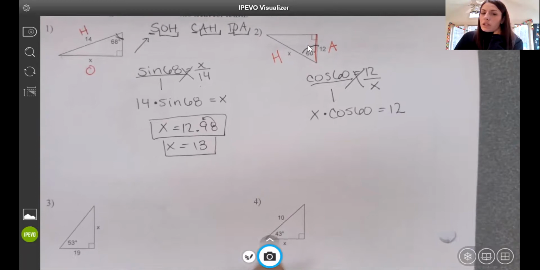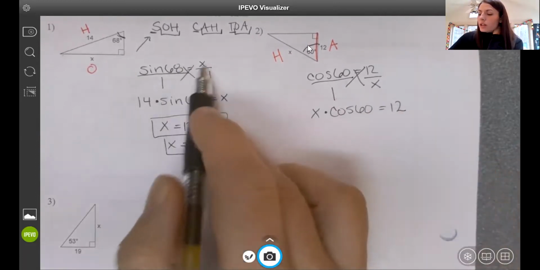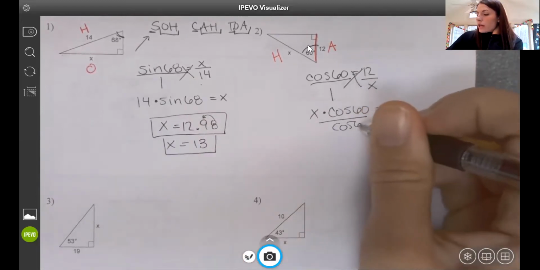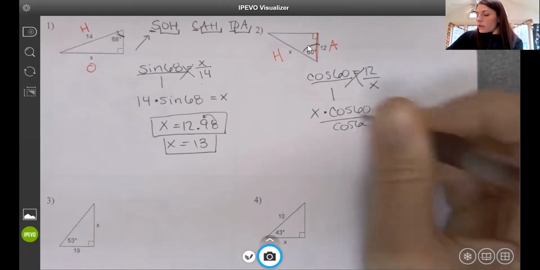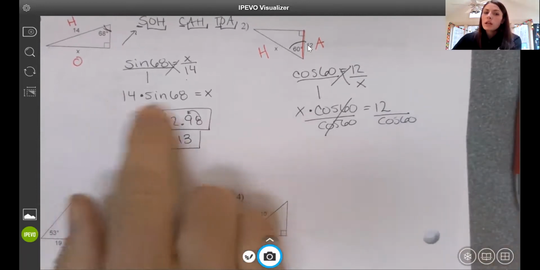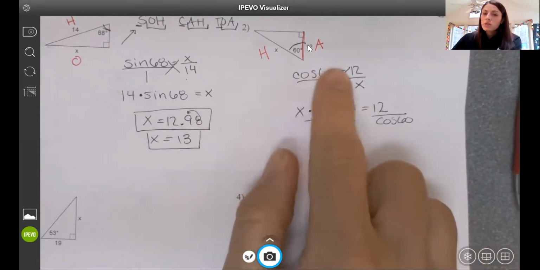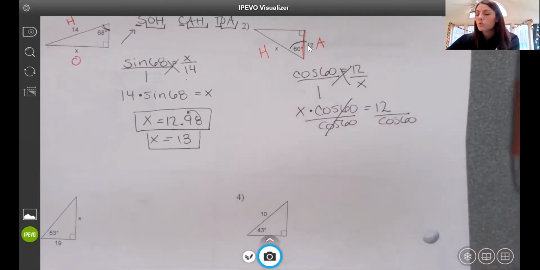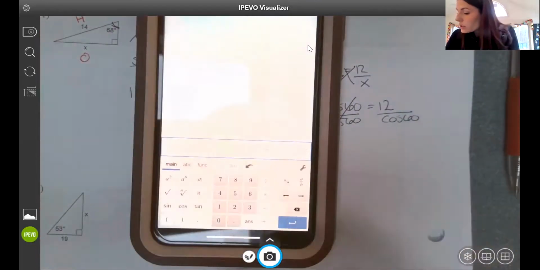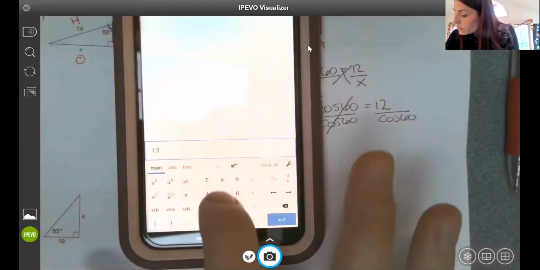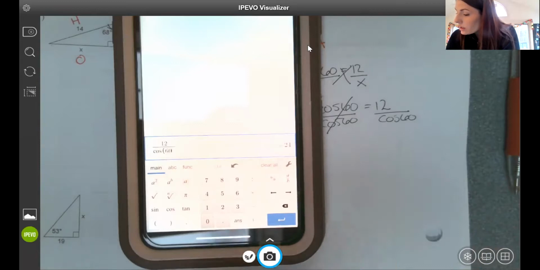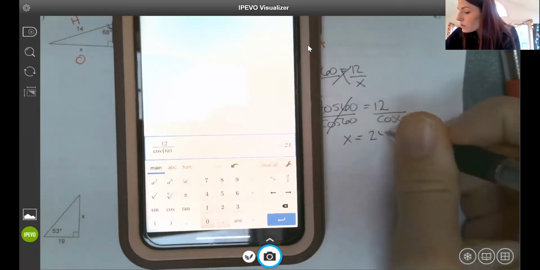And so what I need to do is solve for x. So here I just cross multiplied and I was able to plug this in right away, whereas here I need to divide out that cosine of 60 to solve for x. We talked about that in class yesterday. So sometimes it's multiplying, sometimes we're dividing, and we really have to do the setup, cross multiply and see which situation we have. And then in my Desmos calculator, I can just click clear all and type in 12 divided by the cosine of 60, and it gives me that x equals 24.